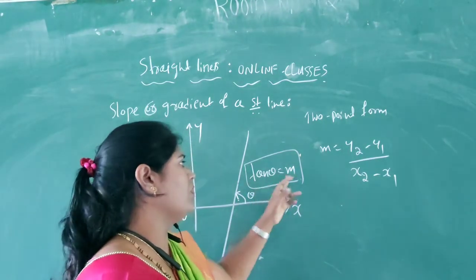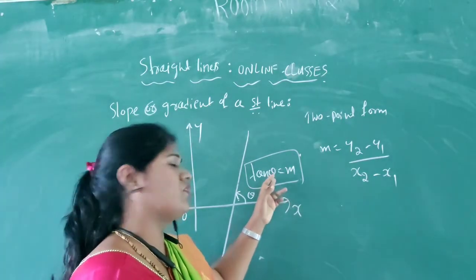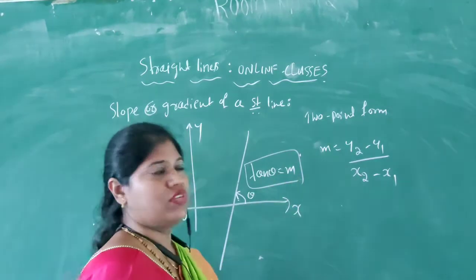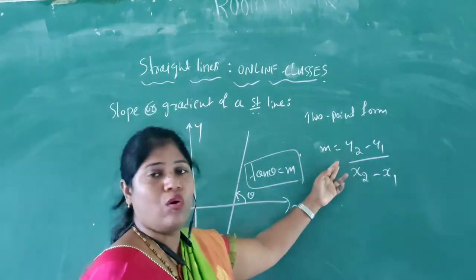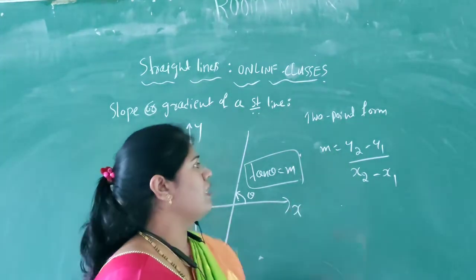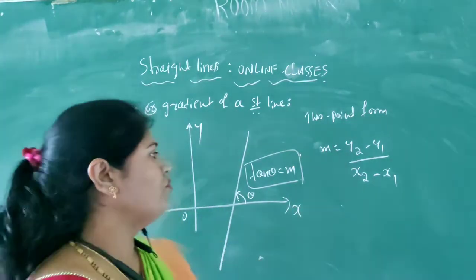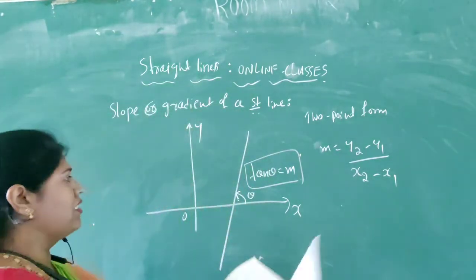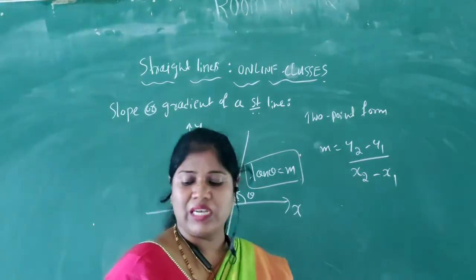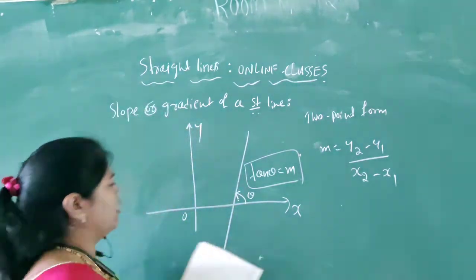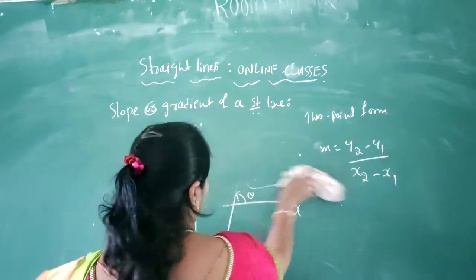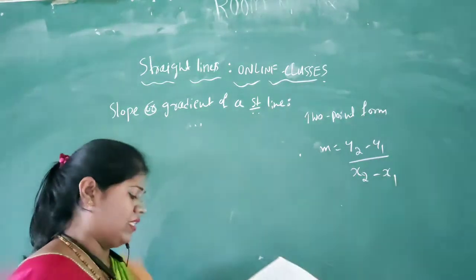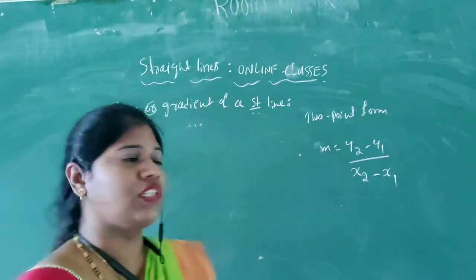So also, m is equal to tan theta, where theta is the inclination. If there is a slope of the line joining two points, m is equal to y2 minus y1 divided by x2 minus x1. The question will be like this: if a straight line makes an angle of 120 degrees with the positive direction of x-axis, we need to find the slope.